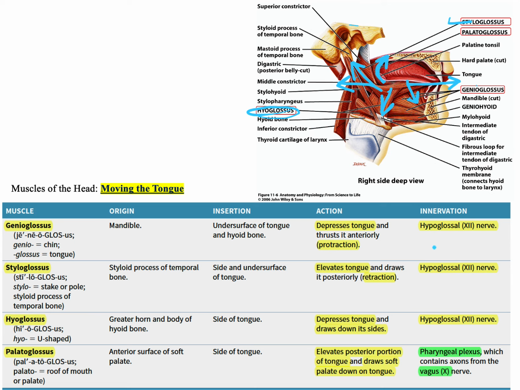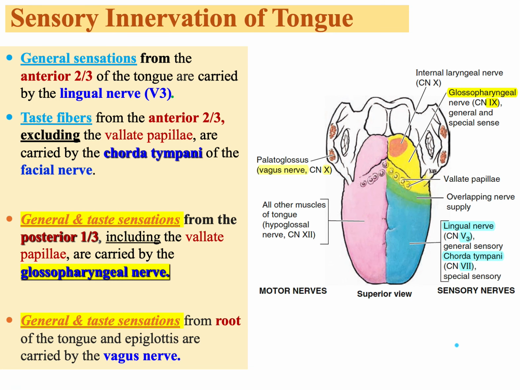All the extrinsic muscles are innervated by the hypoglossal nerve, except the palatoglossus, which is related to the soft palate and innervated by the pharyngeal plexus by fibers from the vagus nerve.